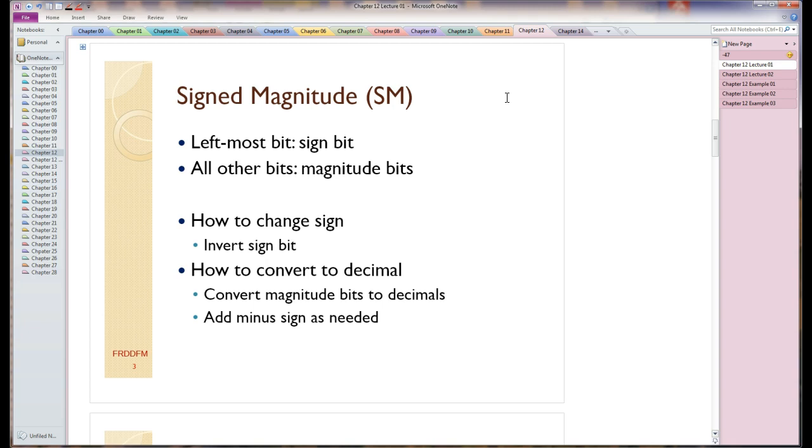When we're doing that conversion, what we need to do is kind of remember what the sign is. If it's negative, we need to toss on a negative sign to the result of our conversion of the magnitude bits. Now the magnitude bits convert just like a normal binary to a decimal conversion using unsigned binary.